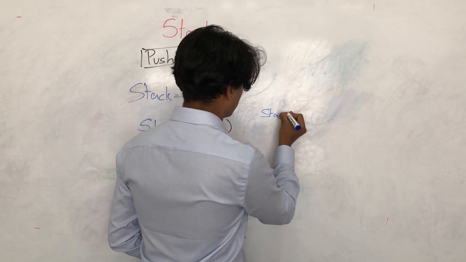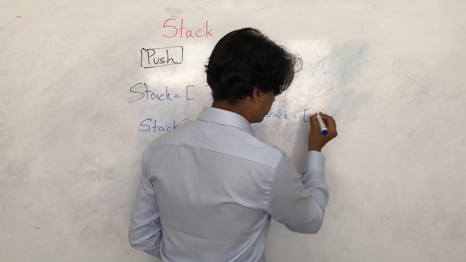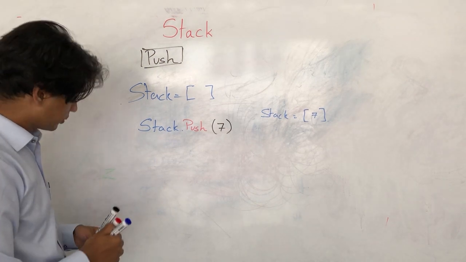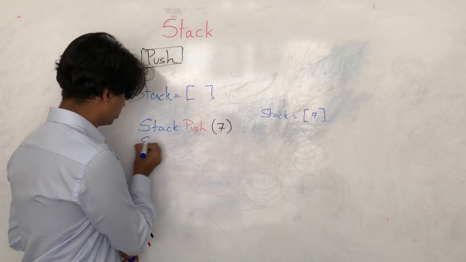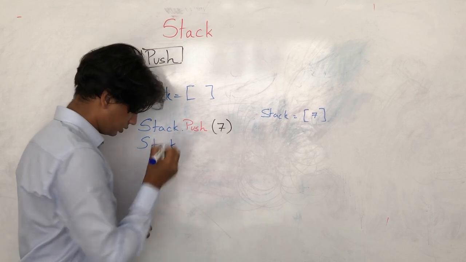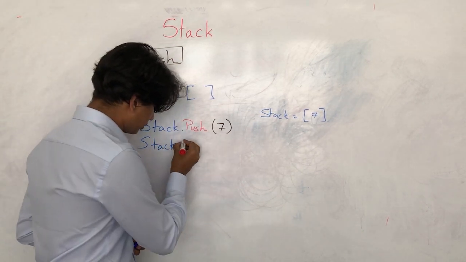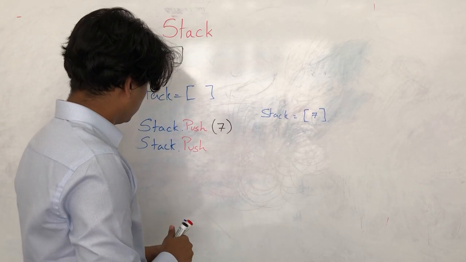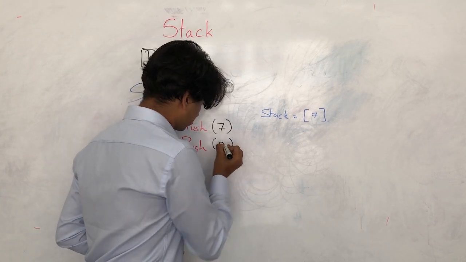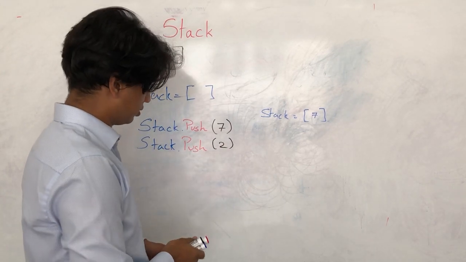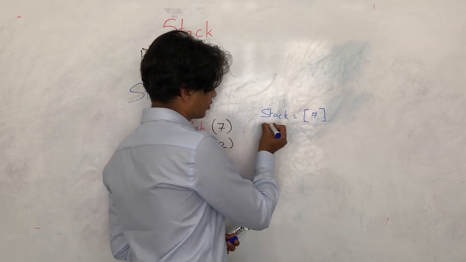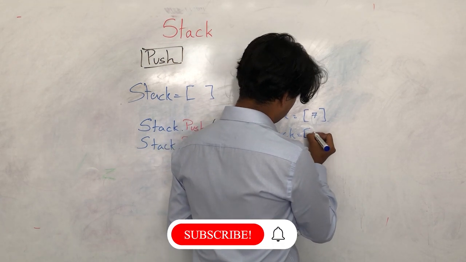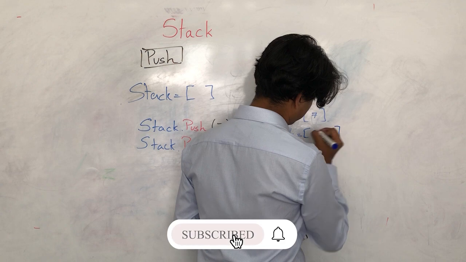A stack with only one element, which is number 7. After that I am going to insert another number. So we use the same code, stack dot push again. This time I am going to insert number 2. Now if we look at our stack, we would have a stack with 2 elements, which would be number 2 and 7.